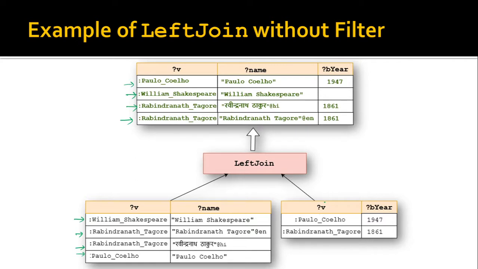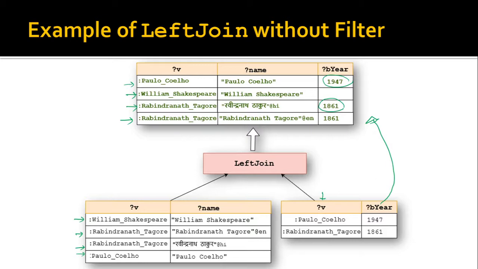And along with that, whichever variable is getting compatible with the first one, the left one. So basically, Paulo Coelho and Rabindranath Tagore, they are getting compatible, right? And for them, we'll be taking this value of this B here and putting it in their respective cells, right? So Paulo Coelho is compatible with Paulo Coelho for V. So 1947 will be appearing here, right? And 1861 will be appearing in both the cases, right? So this is the result of left join.